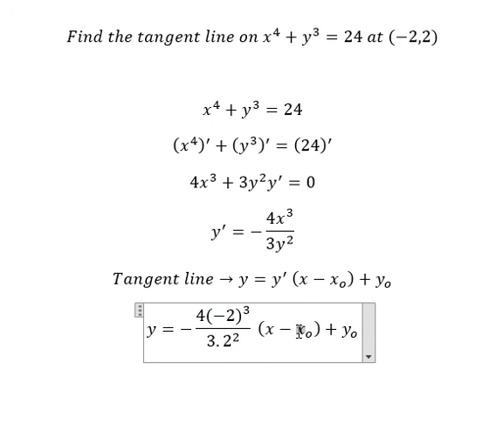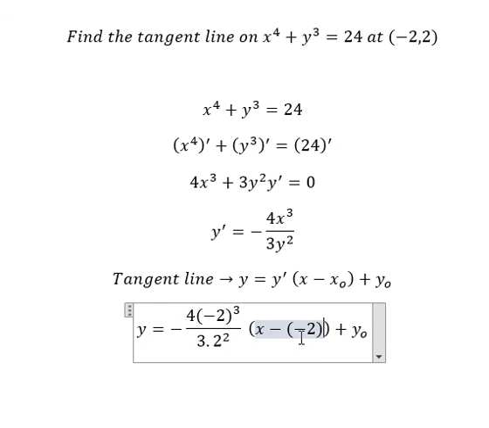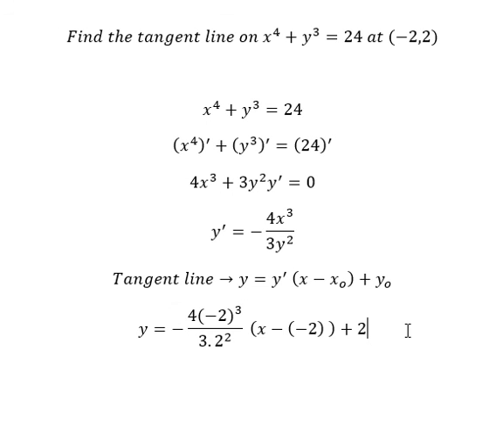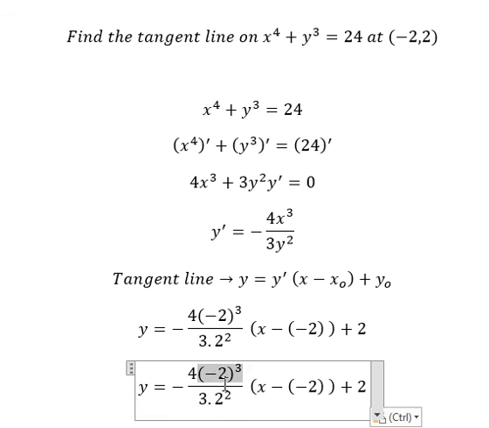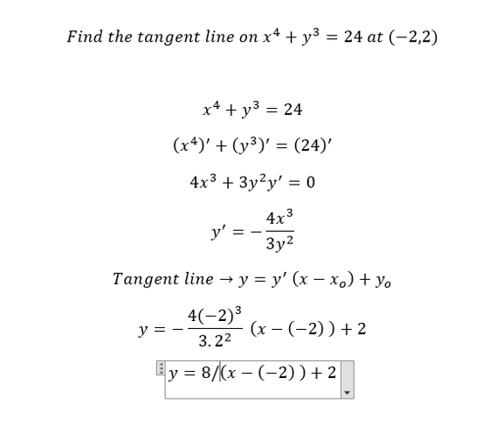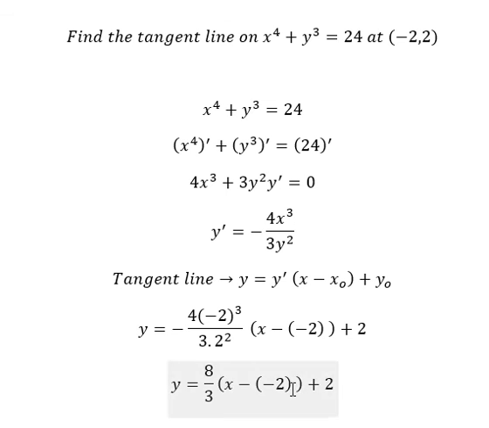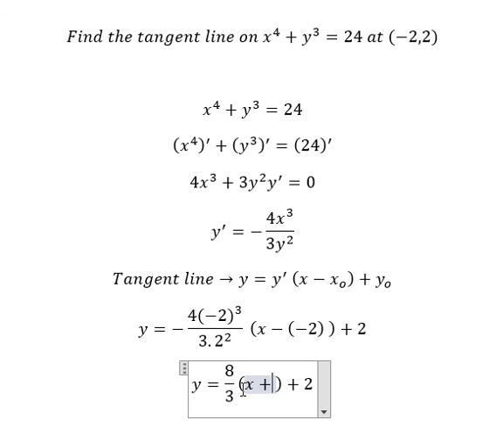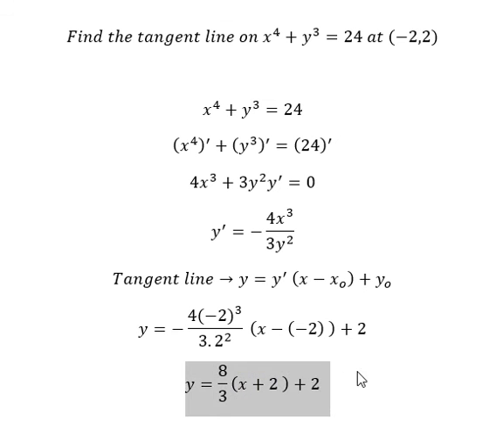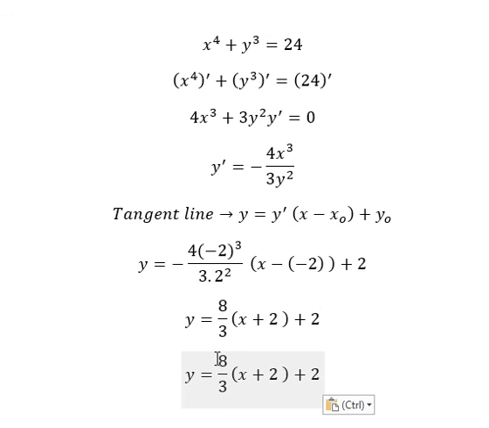This one is negative number 2. This is number 2. So this one we calculate. So we have 8 over 3. This one we have positive number 2. 8 over 3 multiplied by s and number 2.